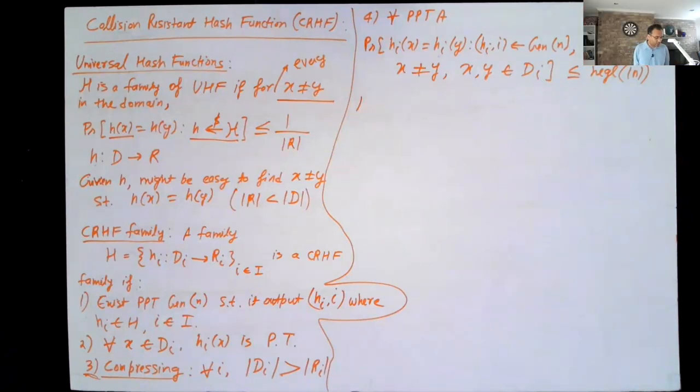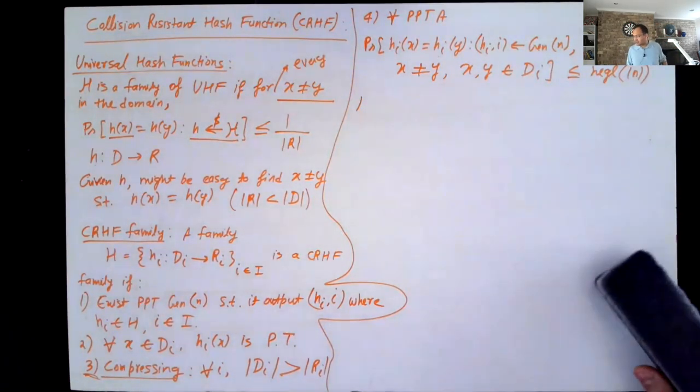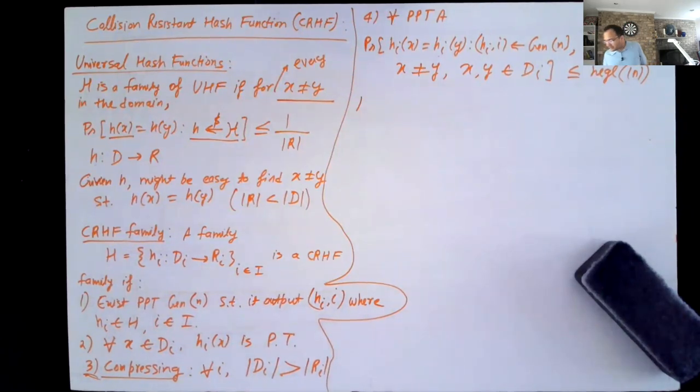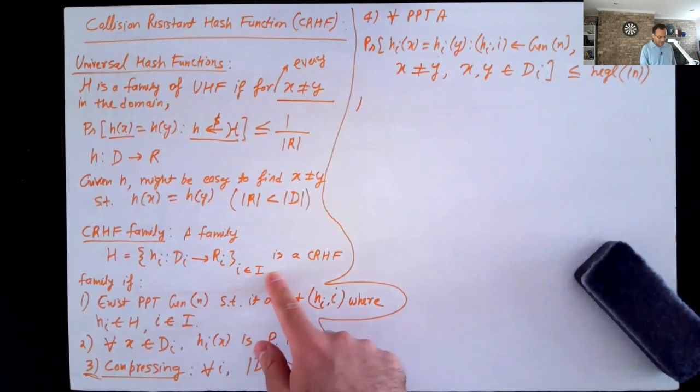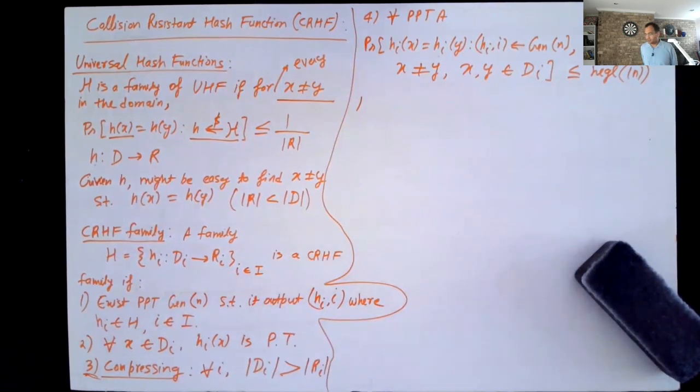On the other hand, if the domain is indeed larger than the range, then just by the pigeonhole principle, collisions do exist. There must exist two different inputs which map to the same output. And then the game becomes somewhat interesting. Even though collisions might exist, we still want the adversary not to be able to find these collisions. And that's where, in some sense, crypto comes in. Is n related to the size of the range? Yes, n is related to the size of the domain as well as the range, and even the size of the family might depend on n.